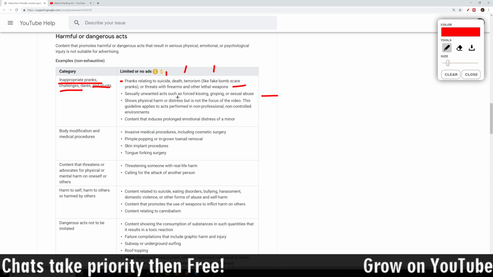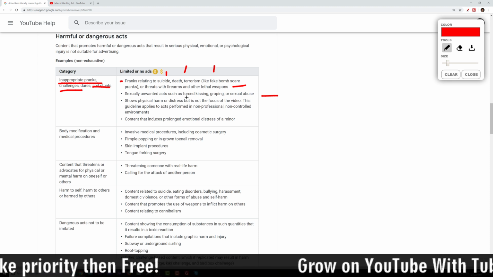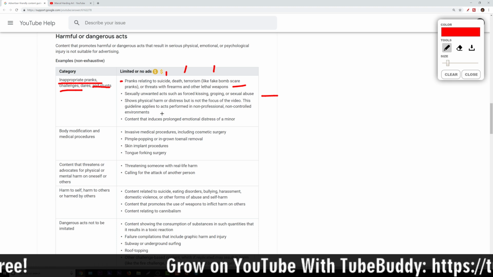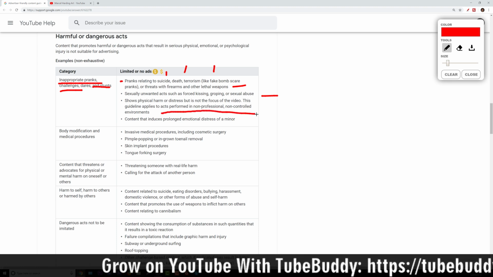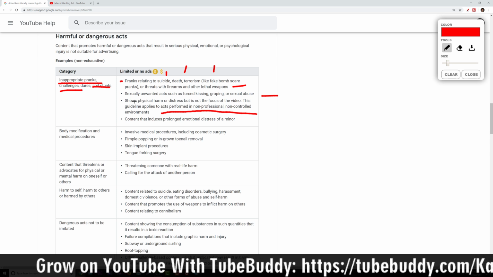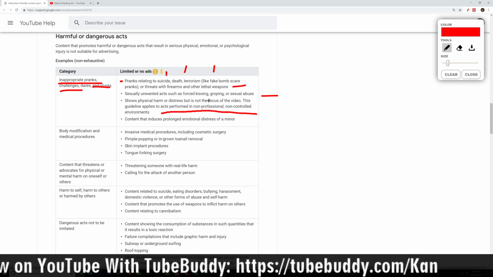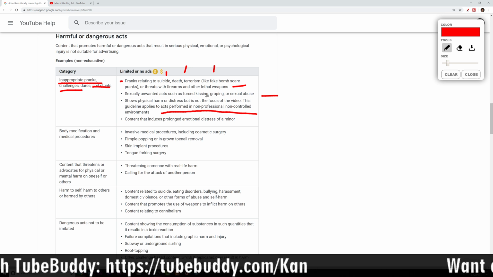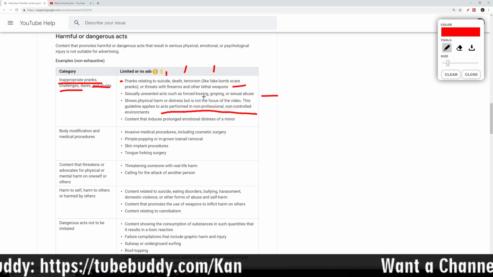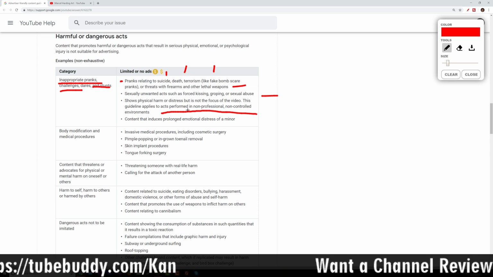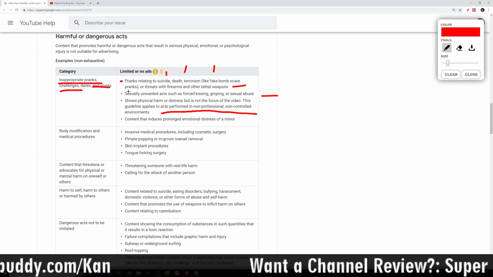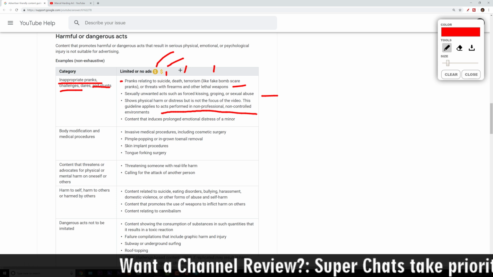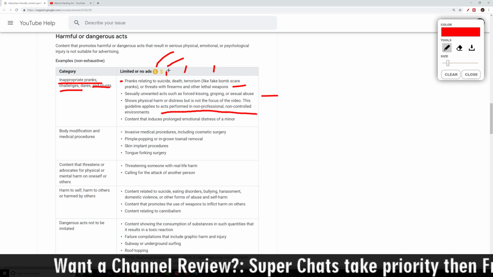Showing physical harm or distress but is not the focus of the video. This guideline applies to acts performed in non-professional, non-controlled environments. So a video that shows physical harm or distress but is not the focus of the video, that's where you could get challenges, dares, stunts. I get they're doing this for those extreme examples. We'll have to see how they handle it, if this will get you limited or no ads. So that's something we're going to have to see with time.